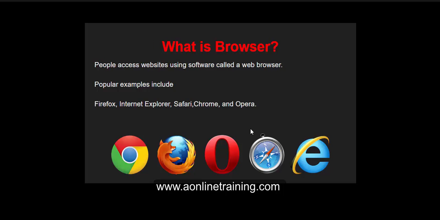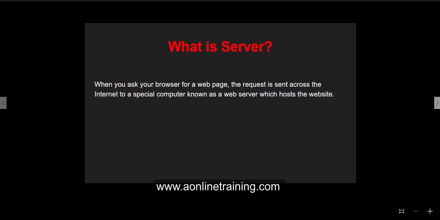What is a browser? People access websites using software called a web browser. Popular examples are Firefox, Internet Explorer, Safari, Chrome, and Opera. What is a server? When you ask your browser for a web page, the request is sent across the internet to a special computer known as a web server, which hosts the website.